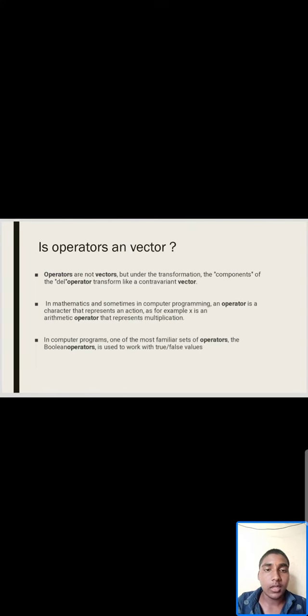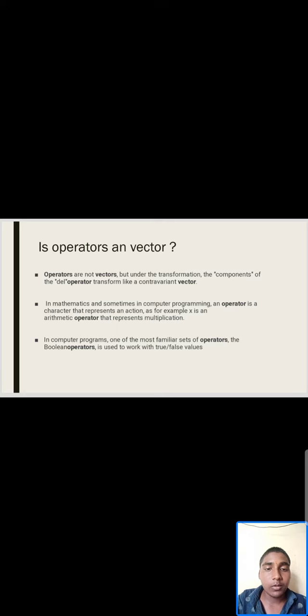Vector operators are not vectors, but under transformation the components of the del operator transform like a contravariant vector. In mathematics and sometimes in computer graphic programming, an operator is a character that represents an action. For example, x is an arithmetic operator that represents multiplication.